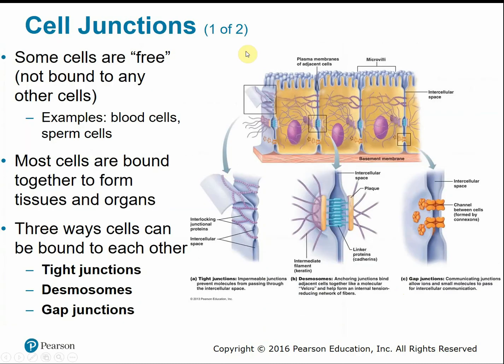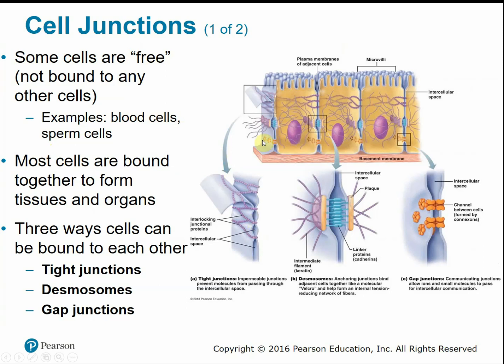Some cells in the body are free, meaning that they're not connected or bound to any other cells. So things like blood cells and sperm cells, right, are free individual cells. But most of our cells will be bound together to form tissues and organs. So there's three different ways that cells can be bound to each other.